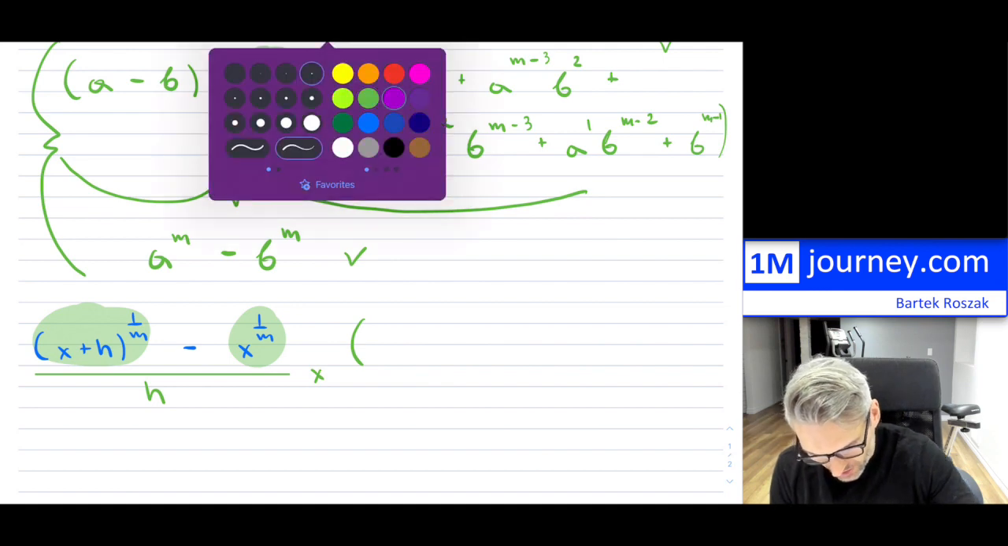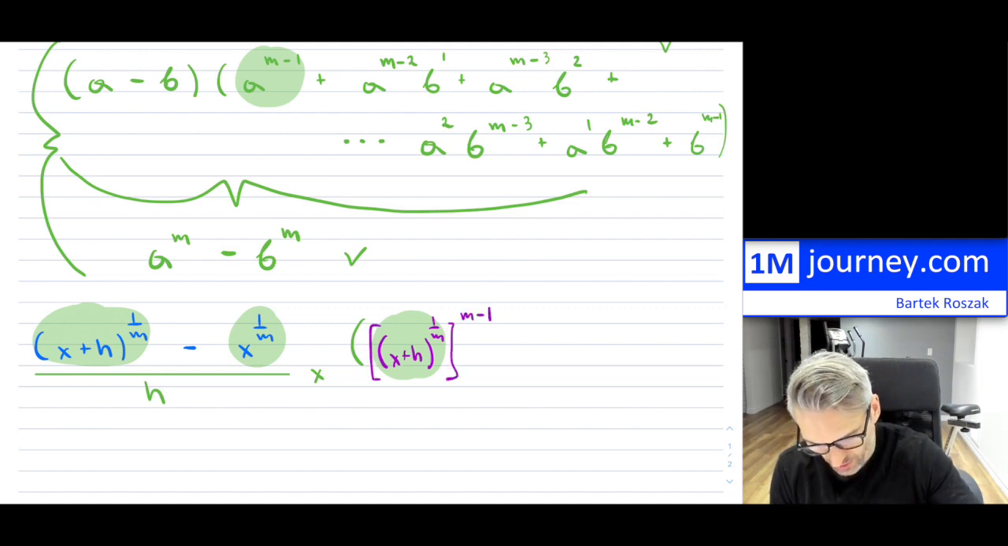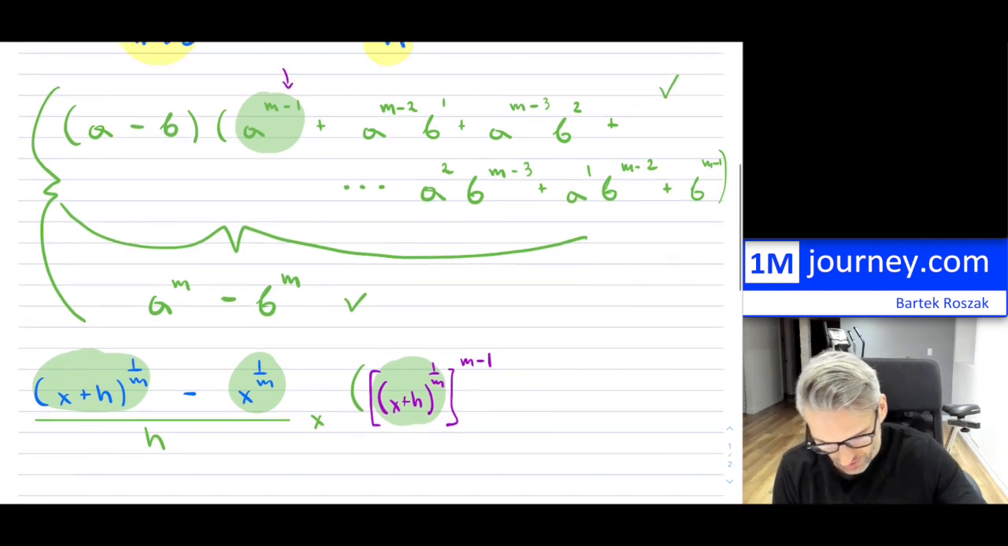Let me just change the color here. This is going to be a little bit tricky because I'm running out of space here. But I'll give it a try. So I have x plus h to the 1 over m. That's my a. This is my a. So I want to have this whole thing, and now I'm going to put this whole thing in brackets and raise it to the m minus 1. So hopefully you can see that this is what I'm doing.